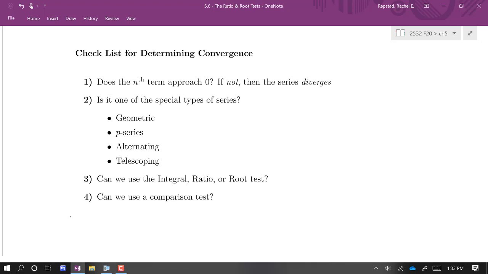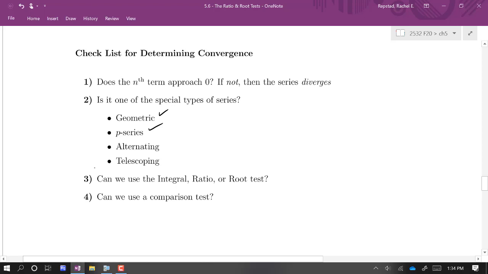Almost always the first thing I do is I just say, does the nth term approach 0? If that's an easy limit to assess, I'll see if it approaches 0. If it doesn't, then I'm done, right? The series diverges and I'm done. If it does approach 0, that means I have more work to do. I see if it's a special kind of series, if it's geometric or p-series, those we pretty much automatically know with very little work what it does. The alternating series, we can use the alternating series test, or if it's a telescoping series. So if it's a special kind of series, then I just try to recognize that and use the tools that we have.